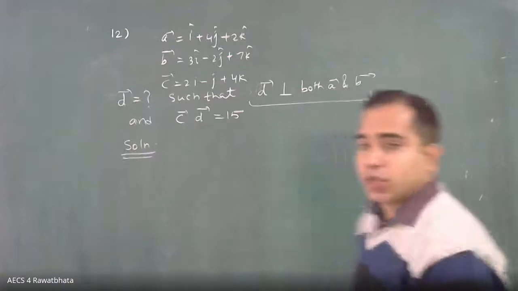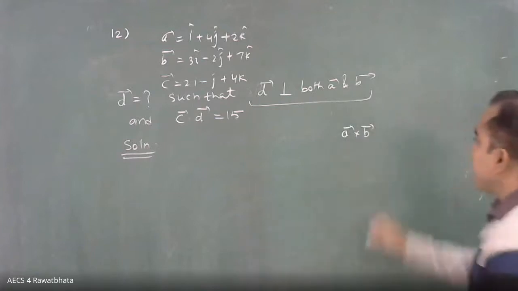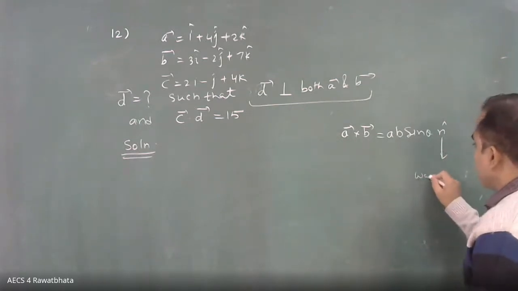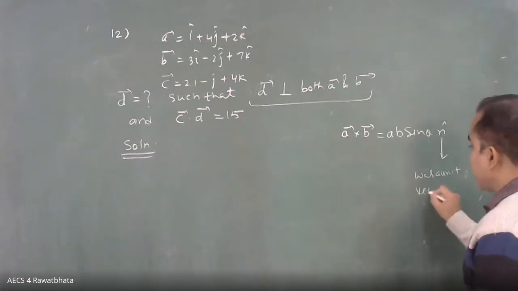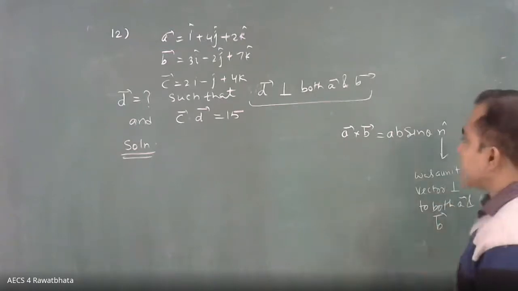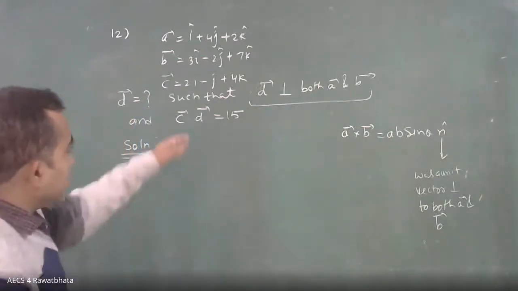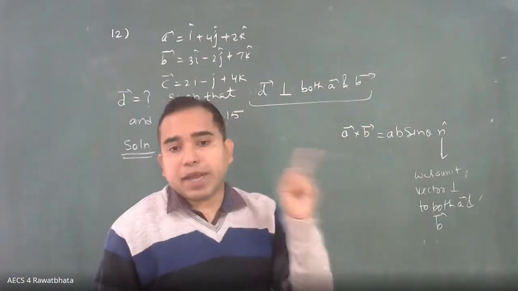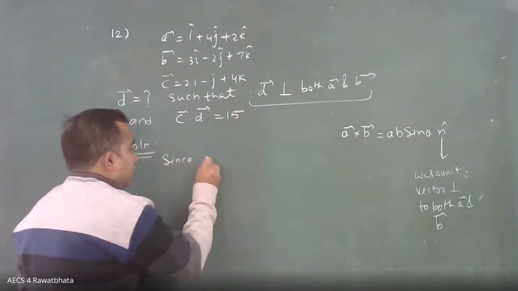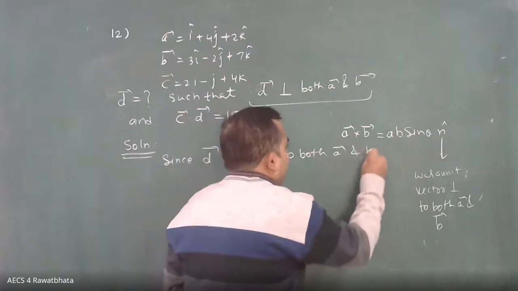Yes, Devanshi, we were going in the same direction you were telling. If you remember the definition of A cross B that you wrote, A cross B was equal to AB sin theta n cap, where n cap was a unit vector perpendicular to both A and B. It means that A cross B is such a vector which is perpendicular to both A and B. So because D is perpendicular to both A and B, D must be in the direction of A cross B.